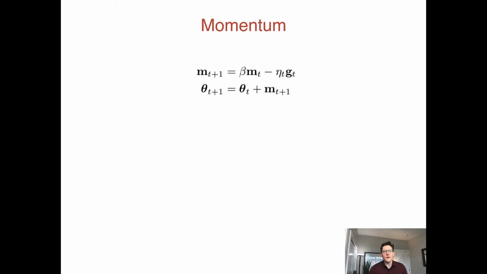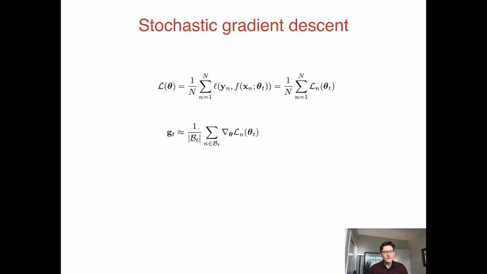Now I want to talk about another flavor of gradient descent that, at least these days, is used almost exclusively over the vanilla gradient descent that I just showed you. And that is stochastic gradient descent. Stochastic gradient descent applies in the case where our log likelihood function is defined as follows.